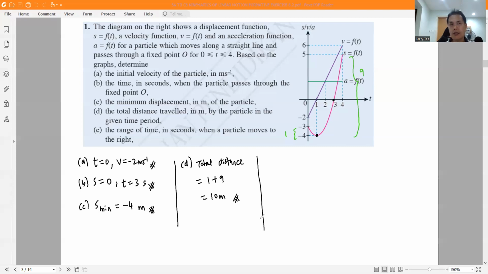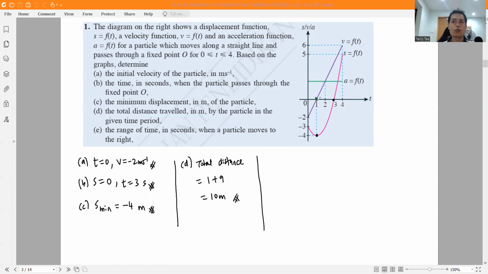Okay, next, the range of time in seconds when the particle moves to the right. To know whether a particle moves to the left or right, we have to look at our velocity. The velocity sign tells us whether it's going left or right. If your velocity is positive, it's moving to the right. If your velocity is negative, it's moving to the left. Maybe I just highlight here.